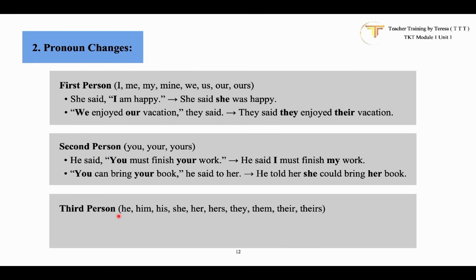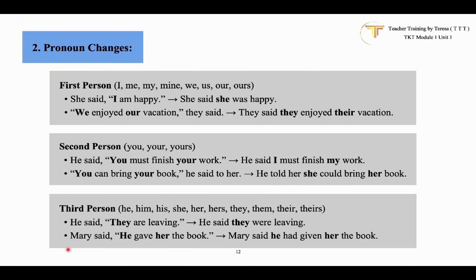Third person: he, him, his, she, her, hers, they, them, their, theirs. He said, "They are leaving." He said they were leaving. Mary said, "He gave her the book." Mary said he had given her the book.